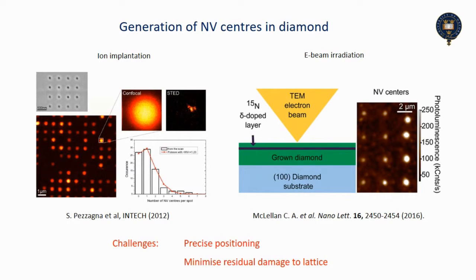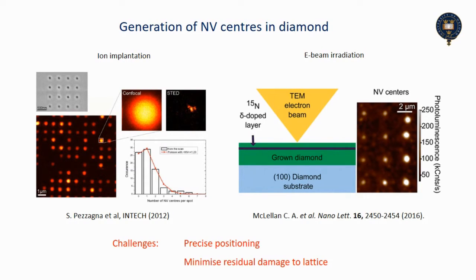So for ion implantation, the positioning accuracy in the lateral direction is achieved by implanting through nano apertures, and this can give you 10 to 20 nanometers or so positioning accuracy. And the depth positioning is achieved by tuning the energy of the ions during implantation. Now, the caveat with high energy implantation is that you create a lot of residual damage, which is difficult to then remove during an annealing process.